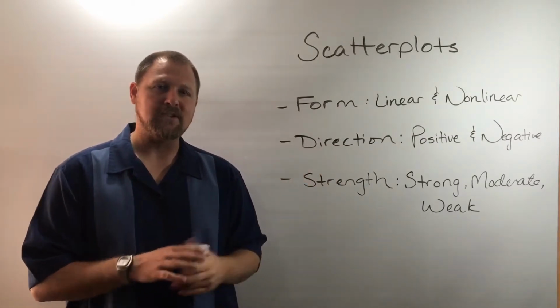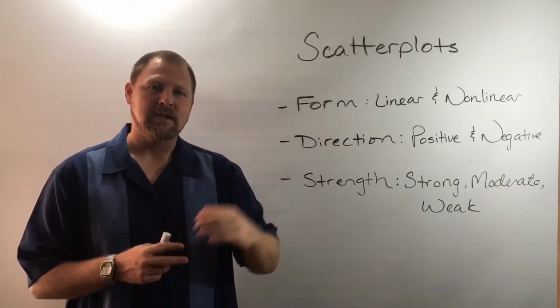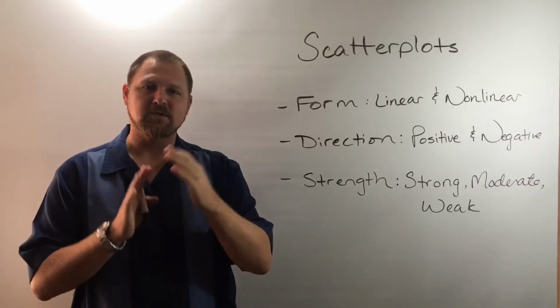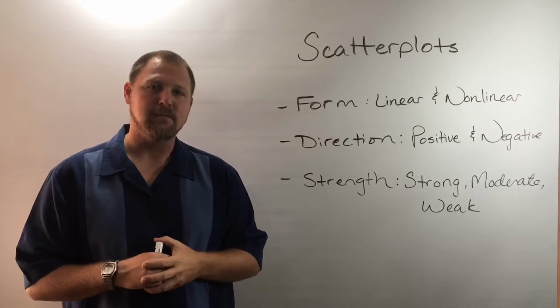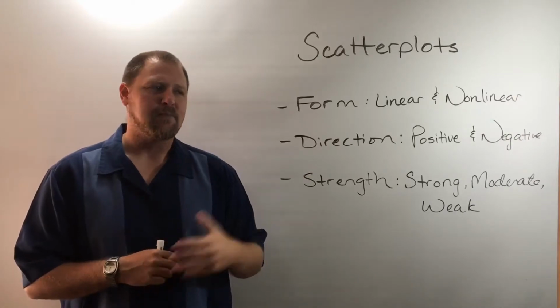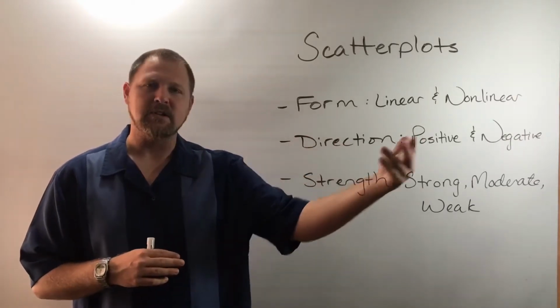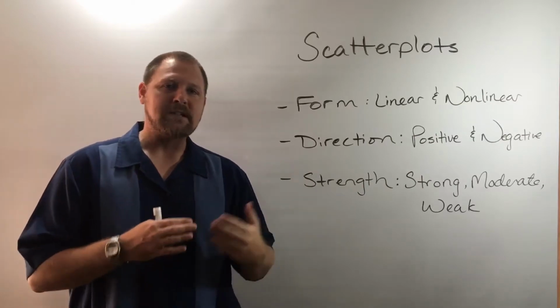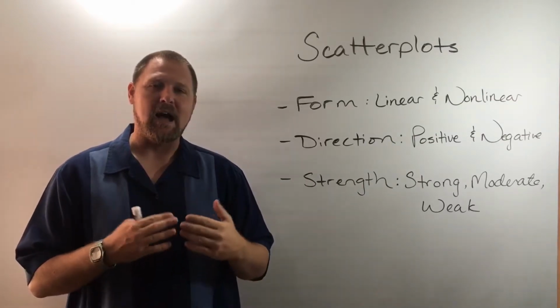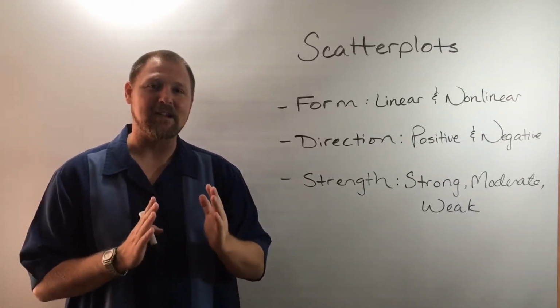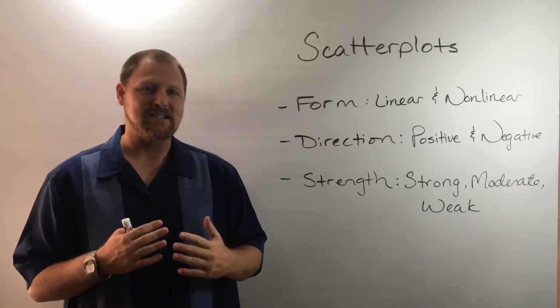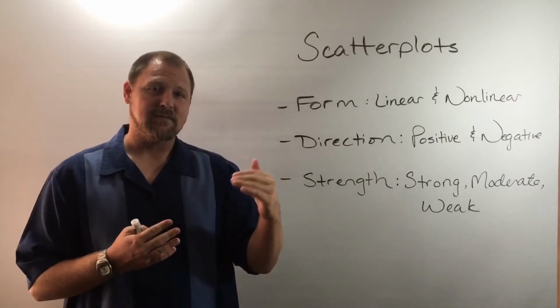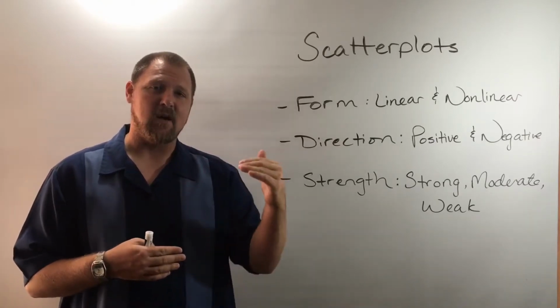Now whenever we have direction, if that direction does curve, if it starts to go positive for a certain interval and then negative for another interval, then we have a non-linear form of a scatter plot. Whenever you have non-linear form, direction is relatively irrelevant. Now, I like to have my kids identify the intervals that are positive and the intervals that are negative. However, that's not necessary if it's non-linear, because they should be able to see that it has not one single direction.